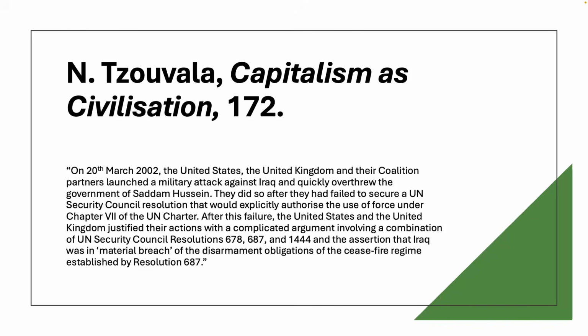After this failure, the United States and the United Kingdom justified their actions with a complicated argument involving a combination of UN Security Council Resolutions 678 and 687 and 1444, and the assertion that Iraq was in material breach of its disarmament obligations of the ceasefire regime established by Resolution 687.